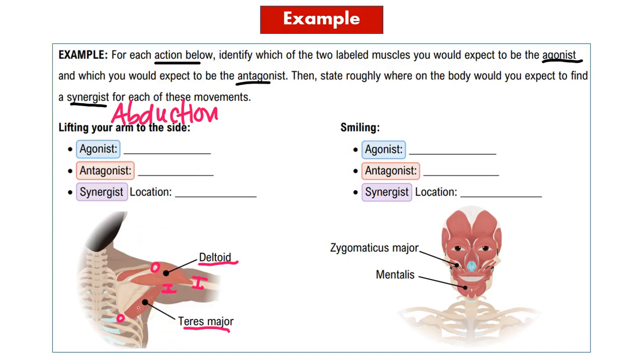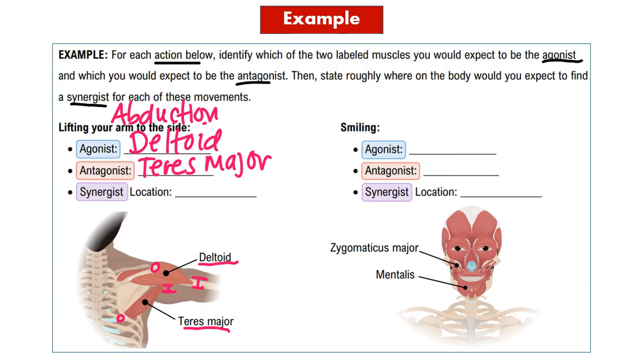Okay? But just by looking at it, understanding the action itself, I know I'm going to be contracting something if I lift my arm to the side. Of course, if my teres major is underneath the deltoid, I can see my deltoid is shorter. So I definitely am thinking, okay, this is going to be my agonist. And therefore, my antagonist is the teres major, because again, it does the opposite of the deltoid. It's relaxing. Now let's get into the details of the synergist.